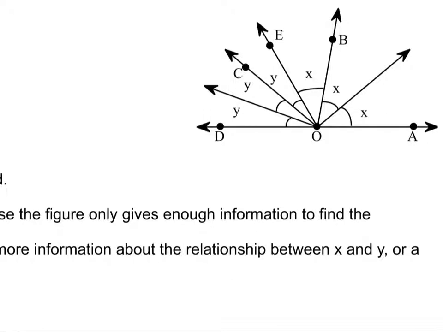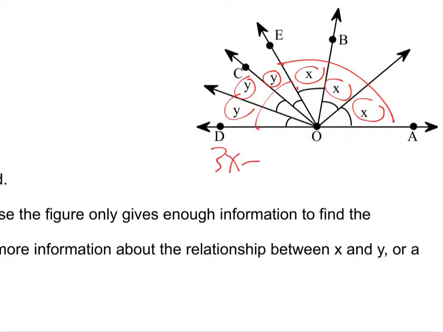Well, we just don't have enough information. We know that 3x and 3y, right? 3x plus 3y must total how much? What must all those together total? 180, because they make one side of a straight line. One side of a straight line makes 180, so 3x plus 3y is 180.